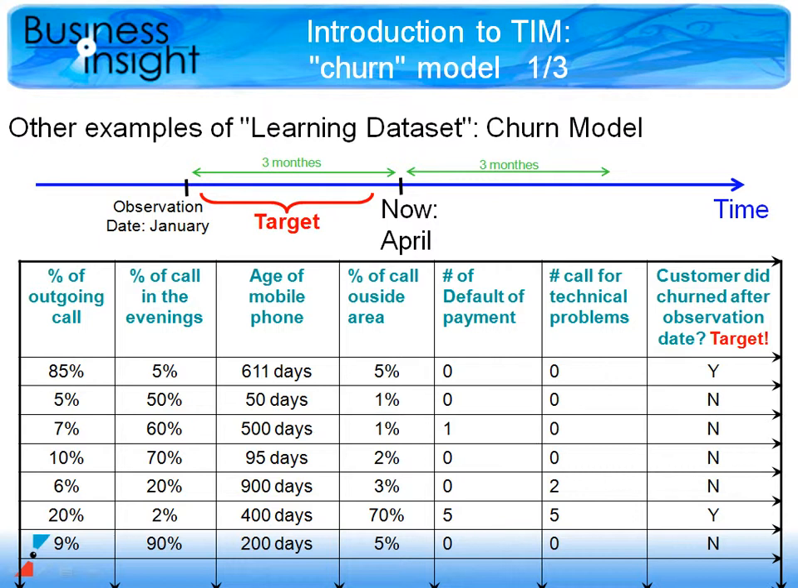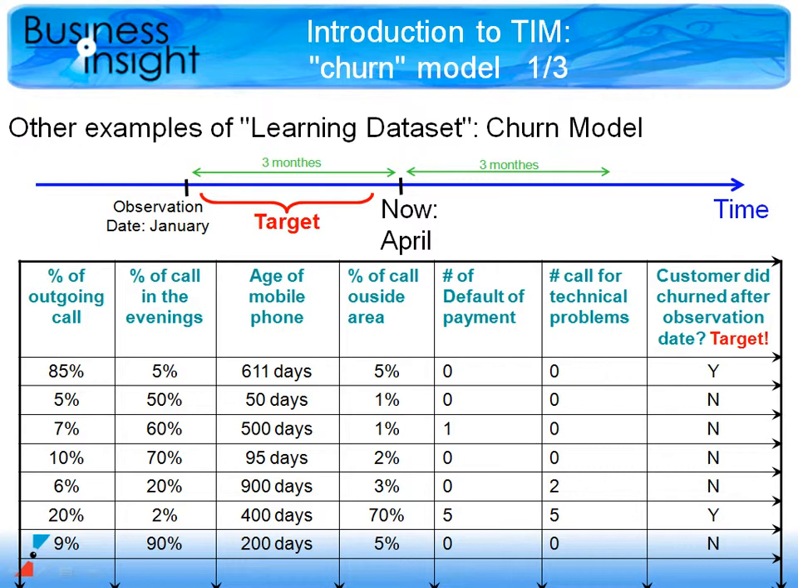Creating a churn model is slightly more difficult than creating other kinds of predictive models because we must pay extra attention to the timeline. Let's assume that we were currently in the month of April. We will go back in time and create our learning dataset as if it were 3 months earlier in January. January is the observation date. The learning dataset is a snapshot of our database as if we were in January.